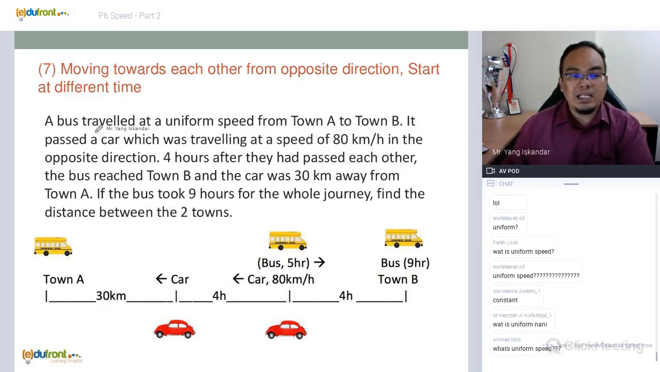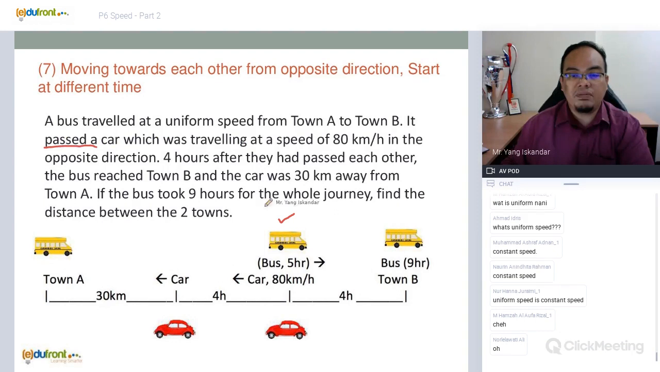A bus travels at uniform speed from town A to town B. So you draw a straight line from town A to town B. This is the bus traveling in this direction. It passed by a car which was traveling at a speed of 80 kilometers per hour in the opposite direction. So this is the point where the bus passed by the car. Take note here.